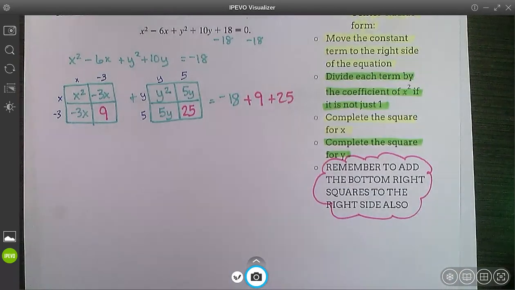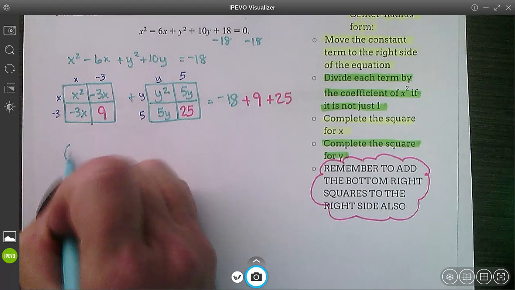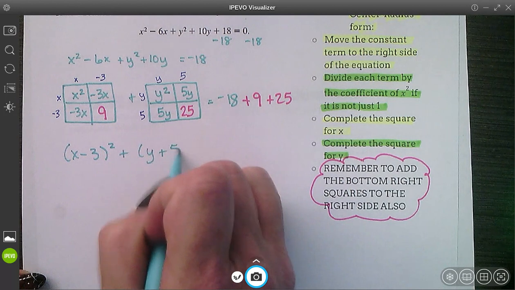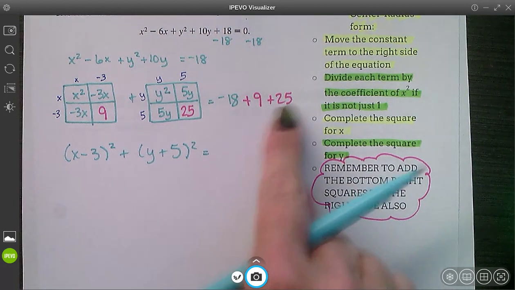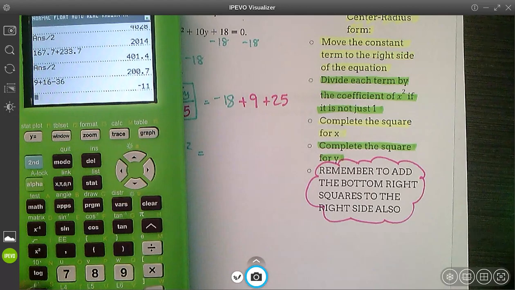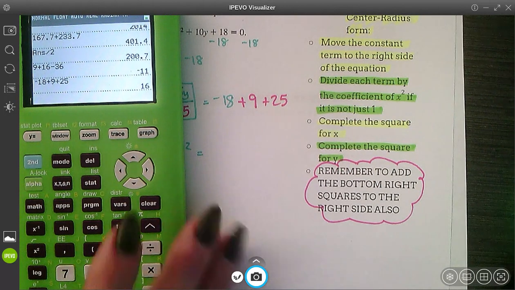At that point, I'm just going to write this in factored form. So I will have x minus 3 squared plus y plus 5 squared. I'm going to add these numbers over here. Negative 18 plus 9 plus 25 gives me 16.